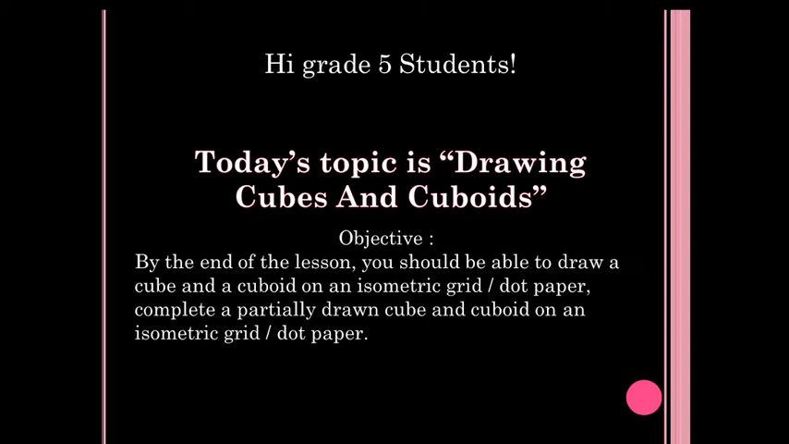Today's topic is drawing cubes and cuboids. By the end of the lesson, you should be able to draw a cube and a cuboid on an isometric grid or dot paper, and then complete a partially drawn cube and cuboid on an isometric grid or dot paper.